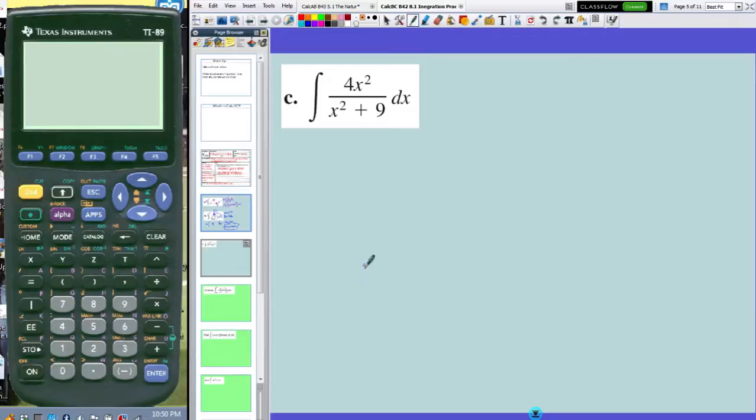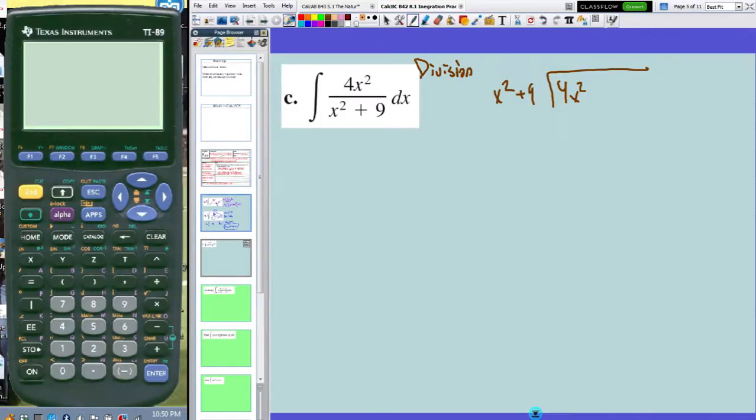Okay, so let's look at this differently. What about this one, 4x squared over x squared plus 9? You might look at that and ask, how do I do this one? Well, when you have a case where they're the same degree, or there's a higher degree polynomial on the top, you have to do polynomial division. Go back to your Algebra 2 days. So you're dividing 4x squared by x squared plus 9.